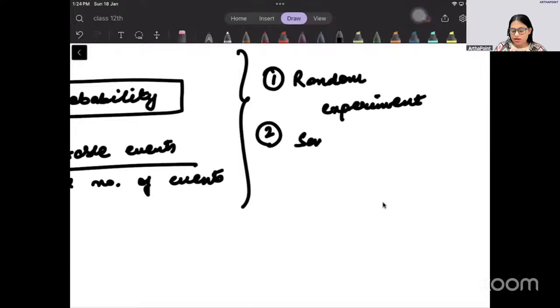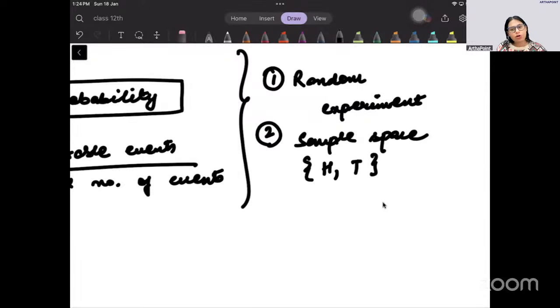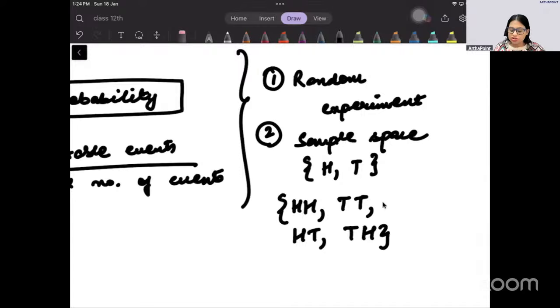Then we need to understand what a sample space is. Sample space means all possible outcomes. When I toss a coin, the possible outcomes are head or tail. When I toss two coins, the possible outcomes are: both head, both tail, one head and other tail, one tail and other head. So this is a sample space, including all possible outcomes.